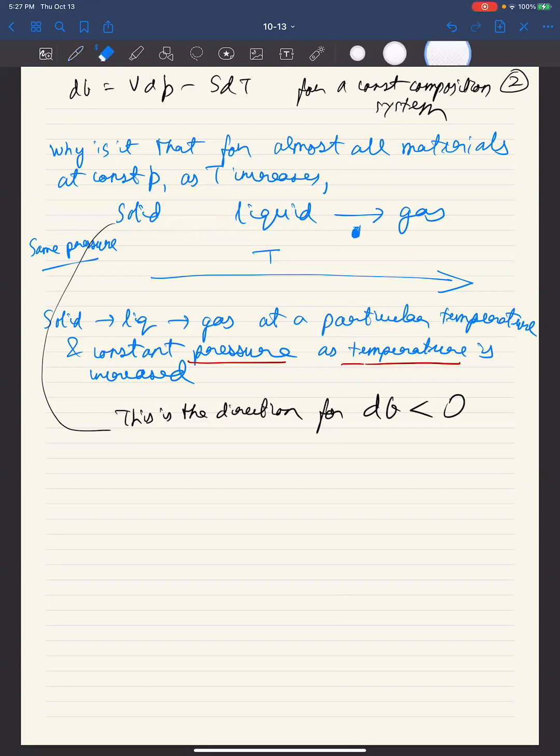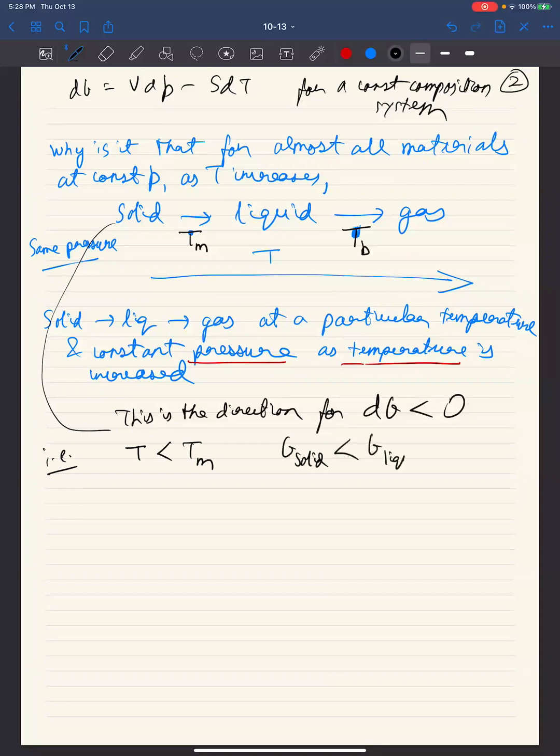so let's call this Tm, the melting temperature. That's the temperature at which solid changes to liquid. And let's call this T boiling, the temperature at which the liquid starts to boil into gas. So what we want to show is that for T less than Tm, G solid is lower than G liquid than G gas.